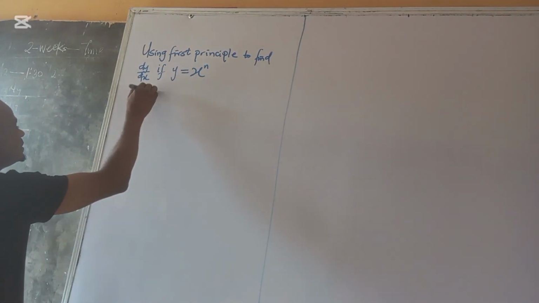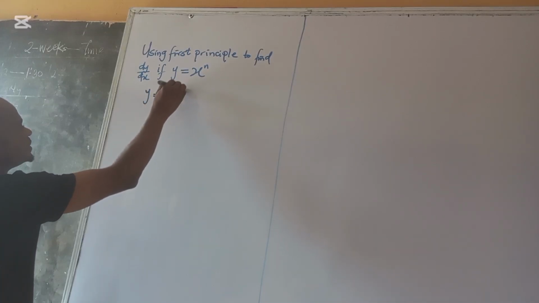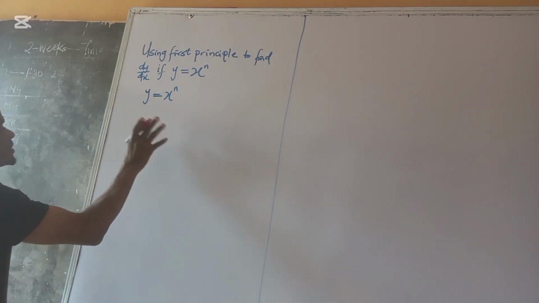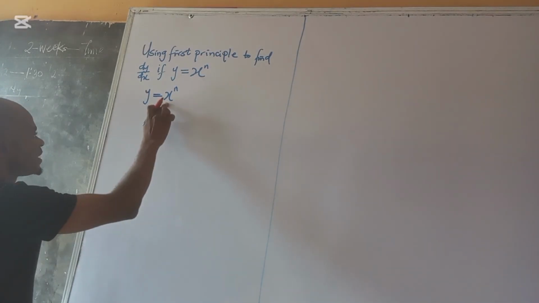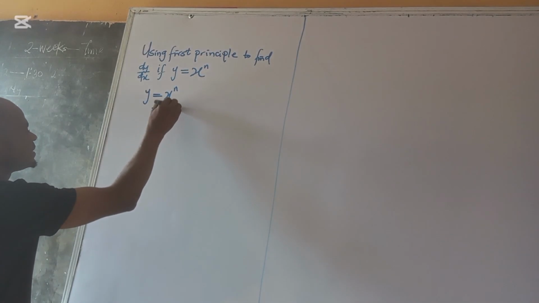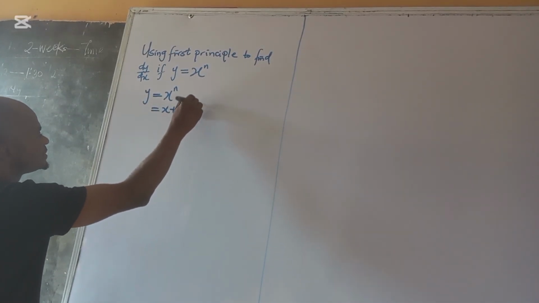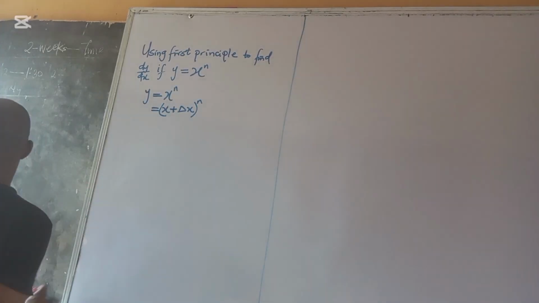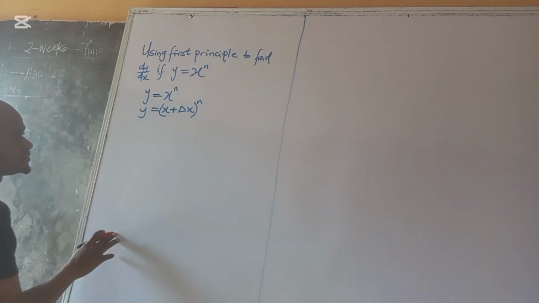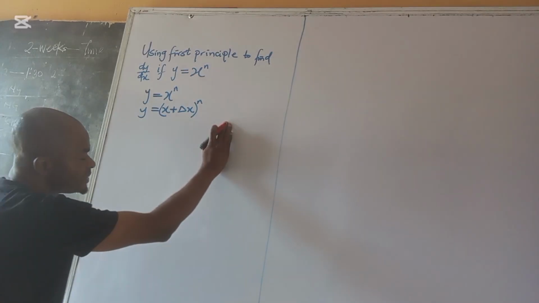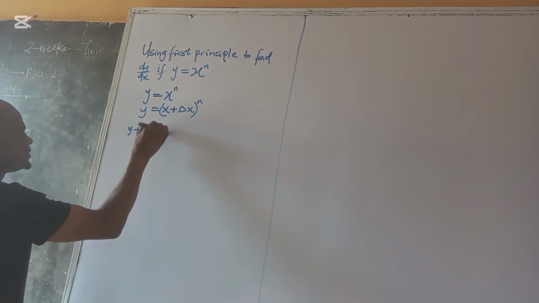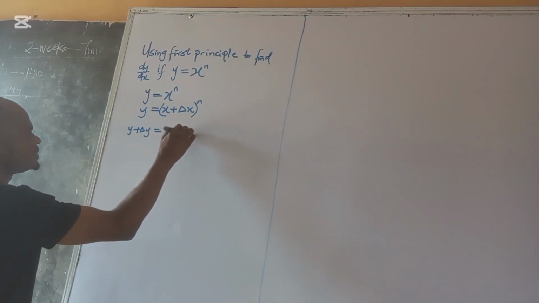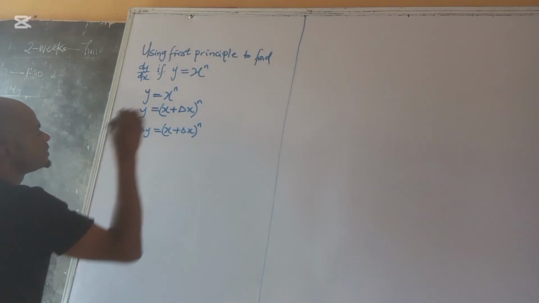Now, y equals x raised to power n. Since I saw it is about x, I will add the increment of x. The x will become x plus change in x, everything raised to power n, and that will be y. So y plus change in y will be equal to x plus change in x, everything raised to power n.